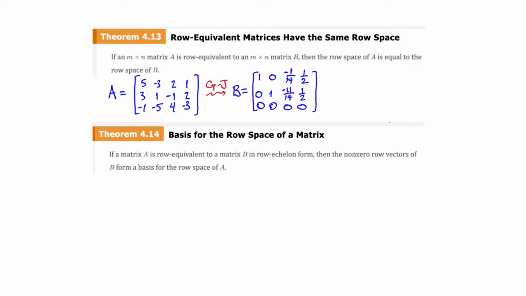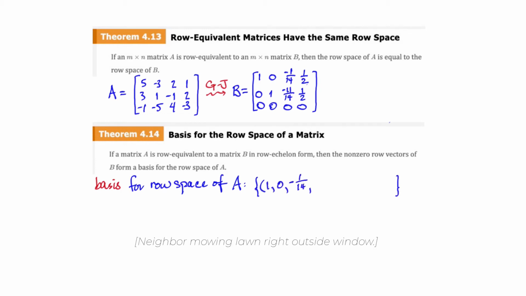So if we want a basis for the row space of a matrix, all we have to do is put it in reduced row echelon form or just row echelon form and take the non-zero rows of our new matrix. For our matrix A, a basis for the row space of A is just the 2 rows of B. So the first row and the second row.